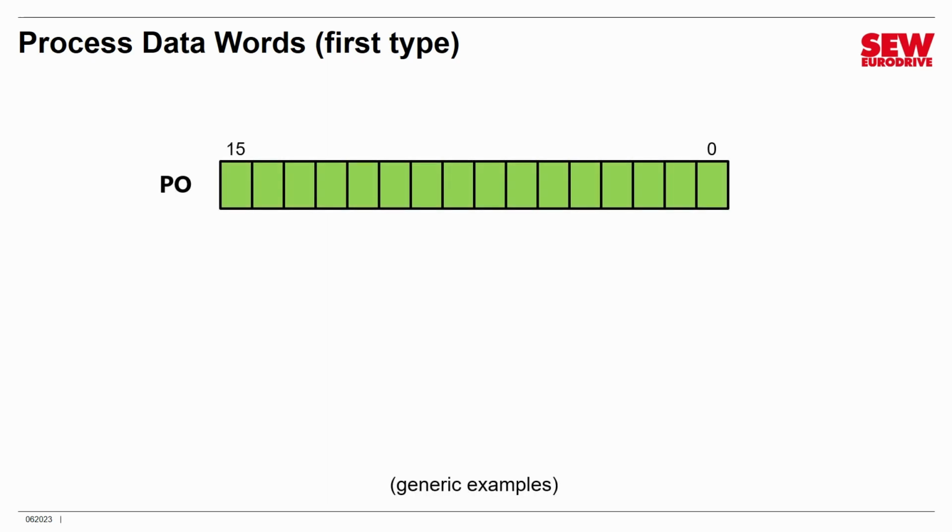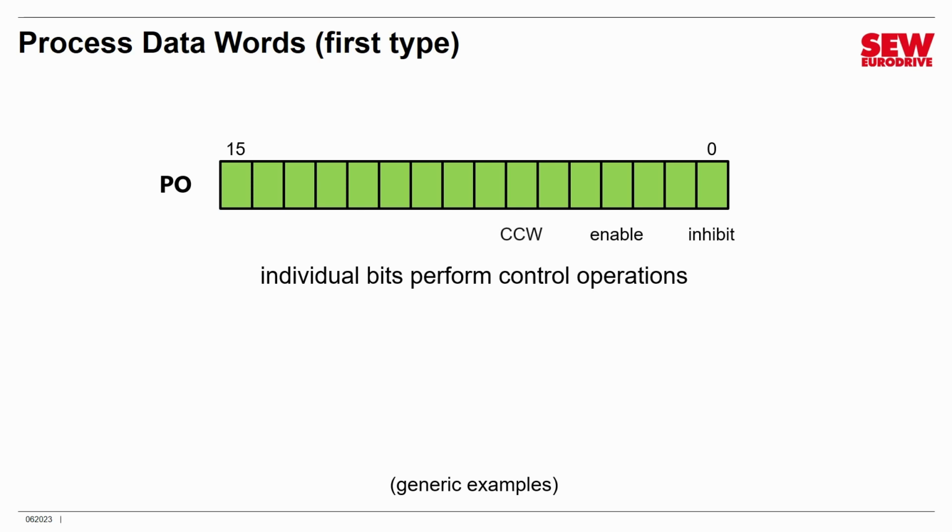So let's look at some examples. Let's look at the first type where the bits have individual significance. I'm going to stress these are generic examples. This is not how the MOVIMOT works. This is just an illustration of how this kind of process data word could function. We'll look at a PO first. In this category of process data word, the individual bits perform control operations. So for example, maybe these bits are labeled and they perform specific functions. Bit 0 is inhibit, so that might inhibit the controller. Another bit might enable it.